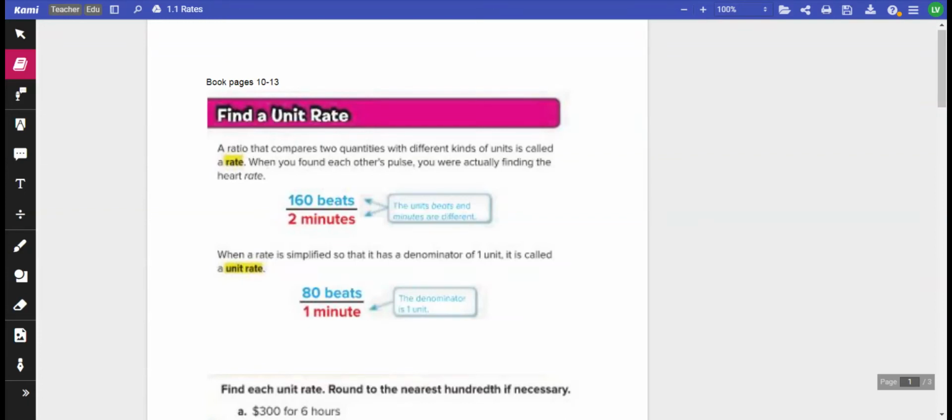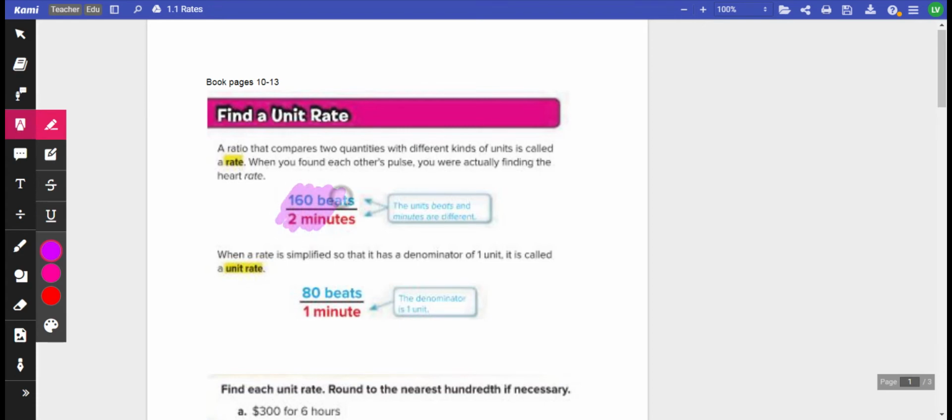We are going to do some reviewing with finding a unit rate. A ratio that compares two quantities with different kinds of units is called a rate. When you find each other's pulse, you are actually finding the heart rate. So 160 beats in 2 minutes. So this is a rate, 160 beats in 2 minutes.